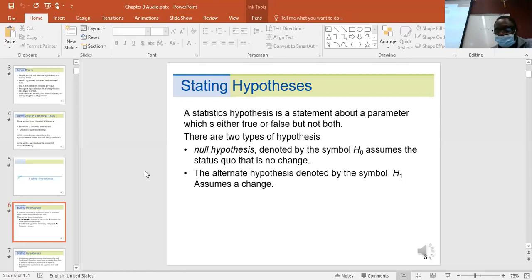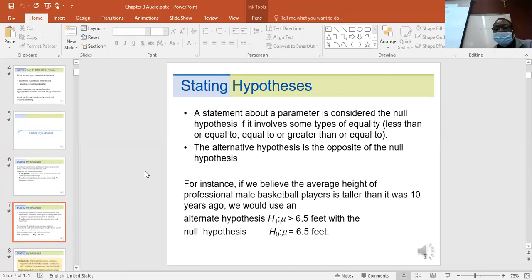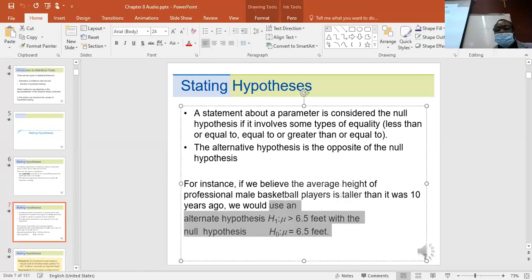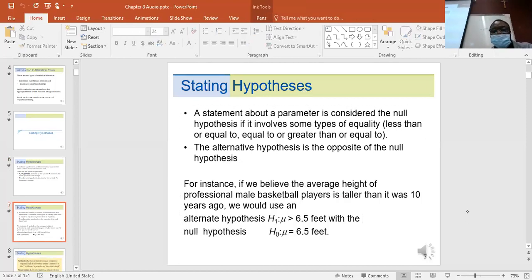So we denote the null hypothesis by H0, as you can see here. For example, here, we believe that the average height of professional male basketball players is taller than it was 10 years ago. We will use H1, mu is greater than 6.5, and H0, mu equals 6.5. Even when it is greater than or equal to, less than or equal to, we always express the null hypothesis as equal.